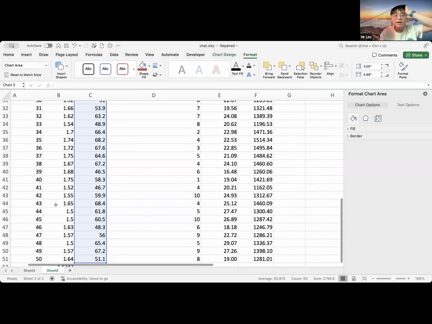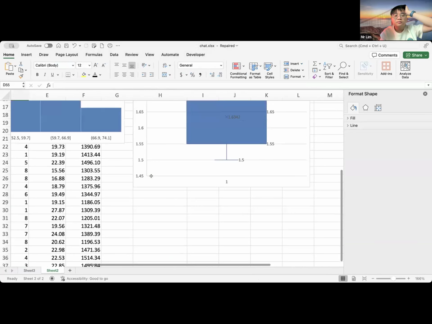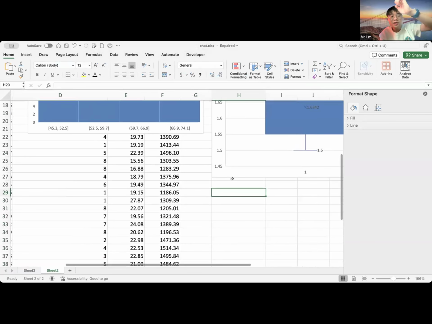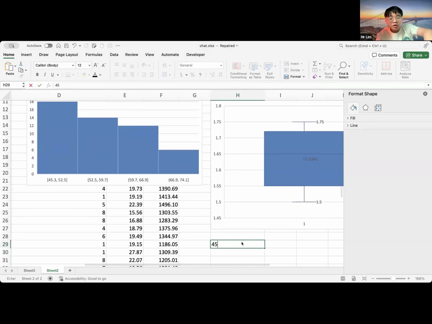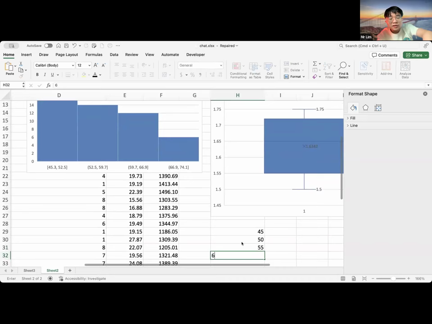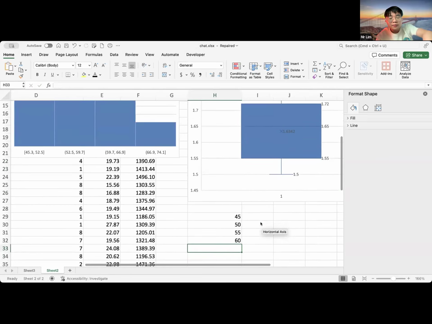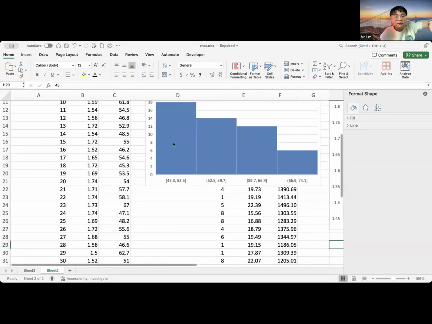For example, if let's say I don't want to use this. Let's say I'm more interested in maybe from 45 to 50, from 50 to 55 and to 60. What's the highest you have? 74.1. Okay, 65 to 70 and 75. So I want to use all these as the boundaries to see whether I can or not. Okay, let's see.